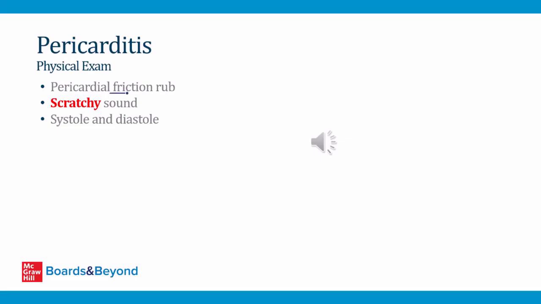On physical exam in pericarditis, when you listen to the patient's heart, there's a classic finding called a pericardial friction rub. It's a scratchy sound, often described like sandpaper rubbing together, and it's present throughout the cardiac cycle in both systole and diastole. And I'll play you an example of what that sounds like now.